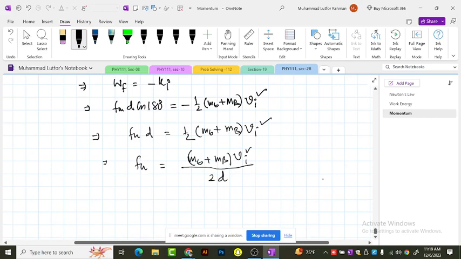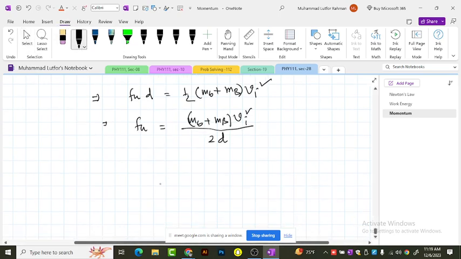Then I have to find out this Vi from there. So if I want to find out this frictional force, then definitely I need to know the velocity of that system after the impact. All right, so to find out that velocity, I'll use the idea of momentum conservation over here.